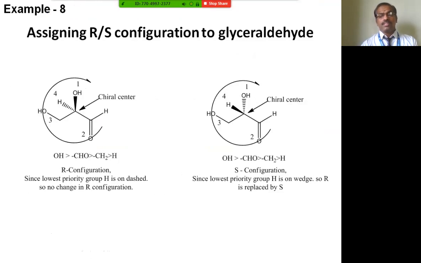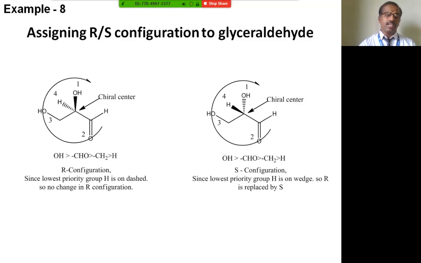I'm going to take the example of glyceraldehyde, R plus or R minus, or R and S. How are we going to allocate it? Here I have located the chiral center by way of an arrow. Then I'm going to assign the priorities. The OH group takes the first priority. On the right-hand side, the aldehyde group is the second priority. On the left-hand side, CH2OH is the third priority, followed by hydrogen. But hydrogen is on a dashed line, so no problem at all.